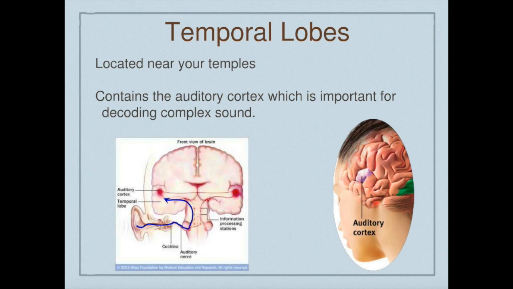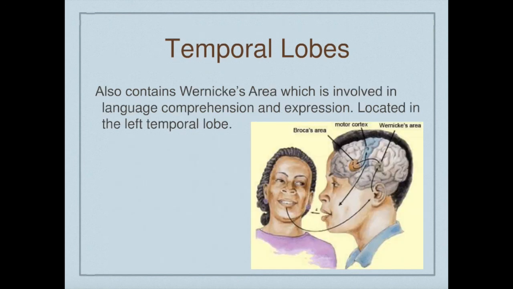And then in the temporal lobes, we've got the auditory cortex mixed with Wernicke's area, sitting basically above your ears. So the auditory impulses go through your ear, up into the information processing area, and then back up into the auditory cortex. And it also contains Wernicke's area.